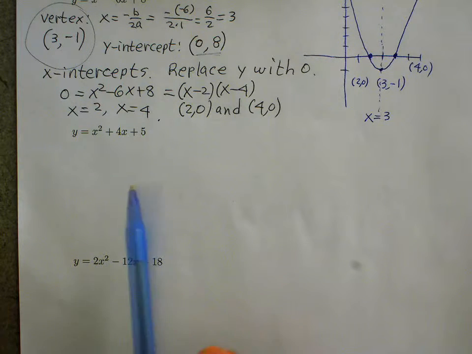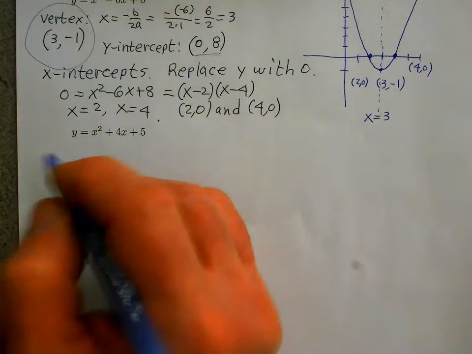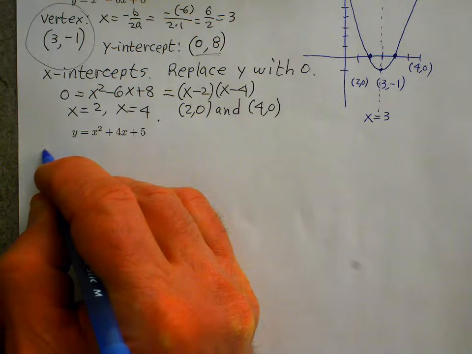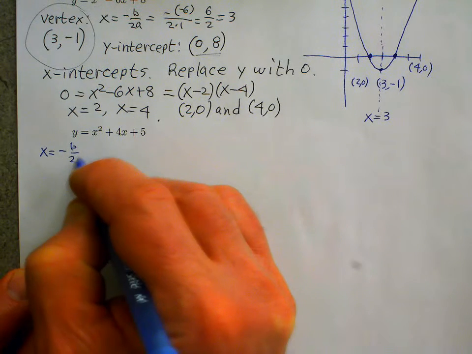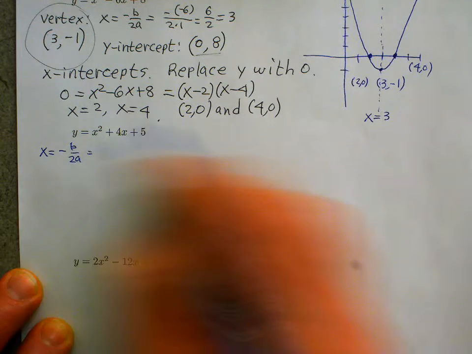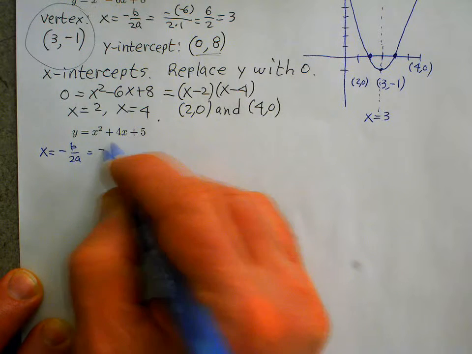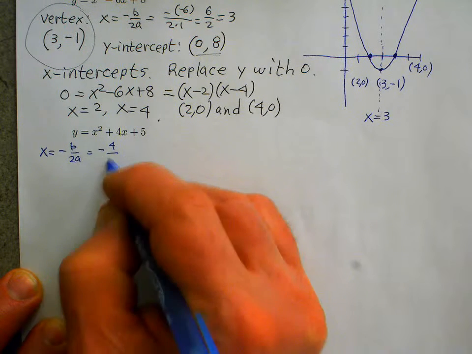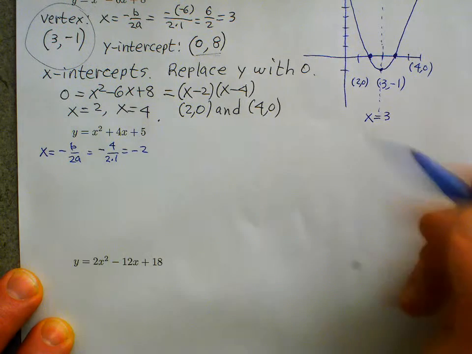Okay, what did you find? We can find the vertex. The x coordinate of the vertex formula is negative b over 2a. So the x coordinate is negative 4 over 2 times 1, or x equals negative 2.